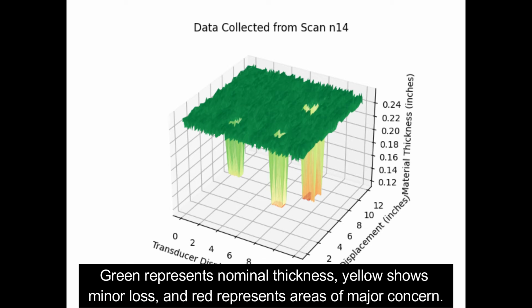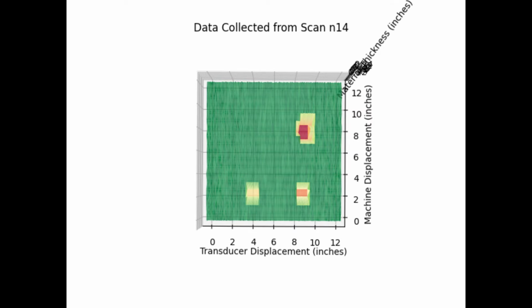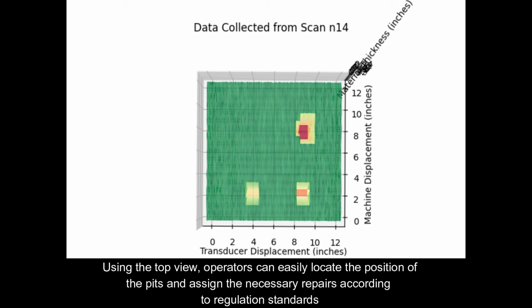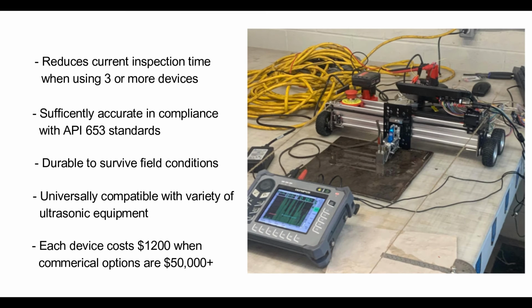Green represents nominal thickness, yellow shows minor loss, and red represents areas of major concern. Using the top view, operators can easily locate the position of the pits and assign the necessary repairs according to regulation standards. Here are some key highlights of our device.